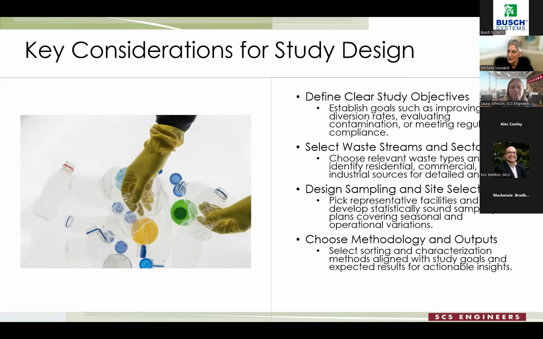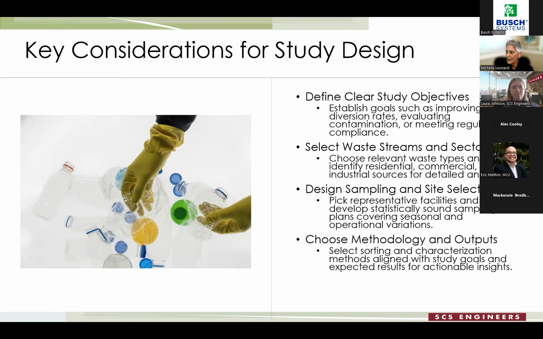And then also you want to take into account seasonal variations. In some parts of the country, seasons matter. In other parts of the country, they don't. But you want to make sure that you take that into account. Also, even things like holidays. We typically try to avoid Christmas and Thanksgiving and other holidays that may impact the types and quantities of waste that's disposed. And also in terms of operational variations, probably not a good idea to sample on a really snowy day or a rainy day when your samples may get skewed in terms of the weight.